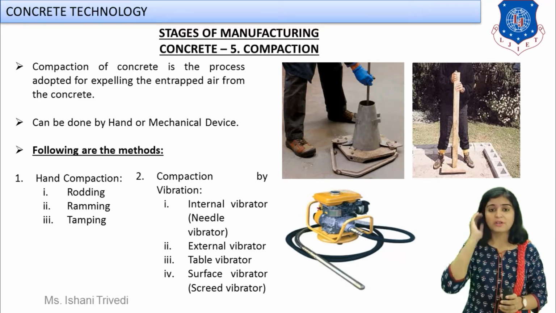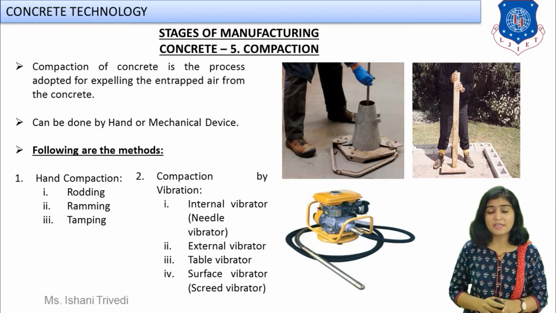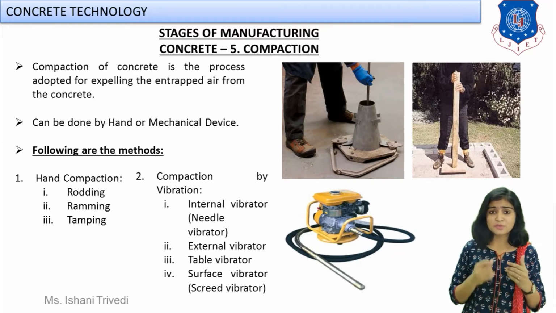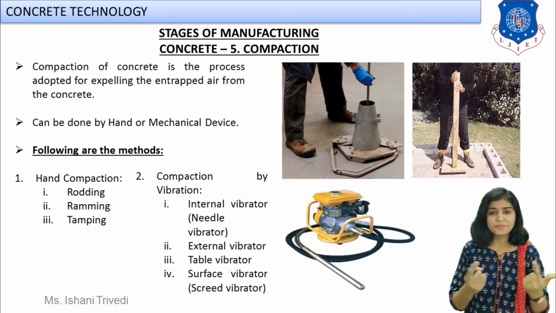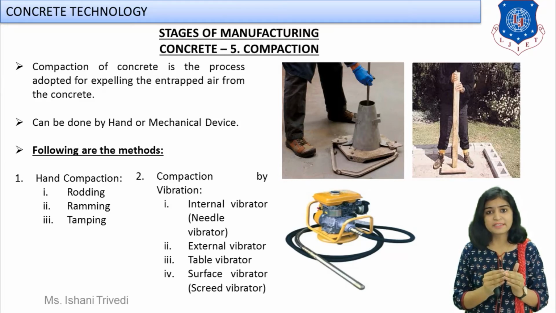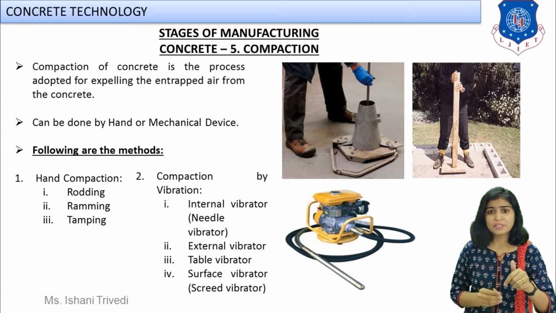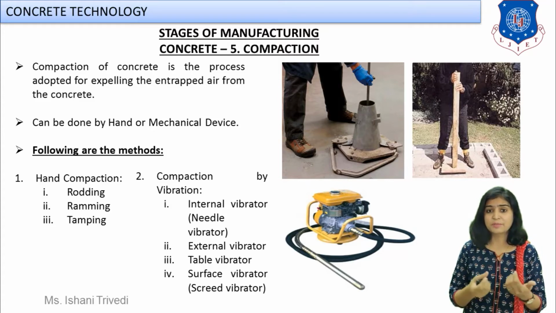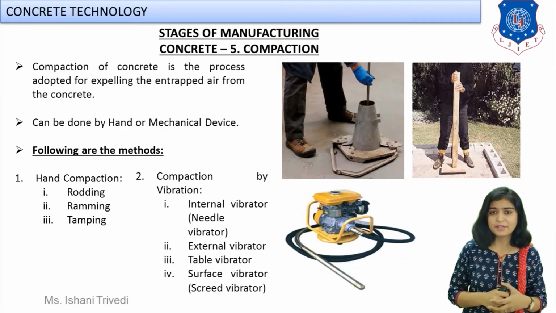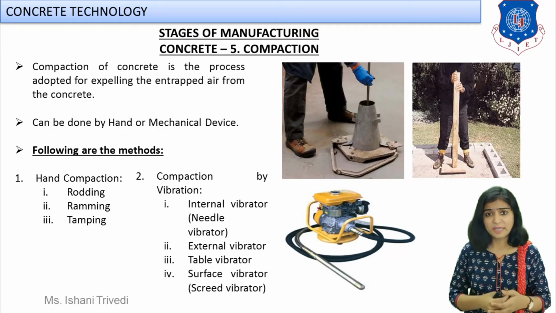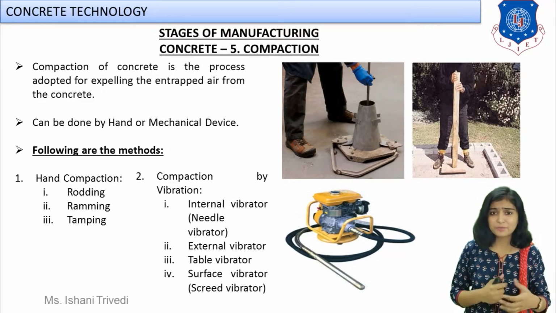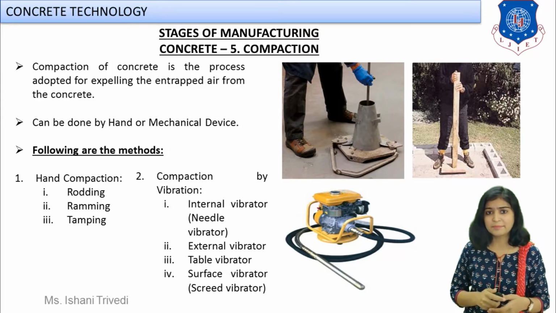On the other hand, we have compaction by vibration, in which vibratory force is given to the concrete. If you apply a vibratory force at a particular point, the surrounding concrete will settle down and the voids will get filled. You can vibrate directly inside the concrete, indirectly, or give full vibration to the mold. Based on that, compaction by vibration is classified as internal vibration, external vibration, screed or surface vibrator, and lastly the table vibrator.